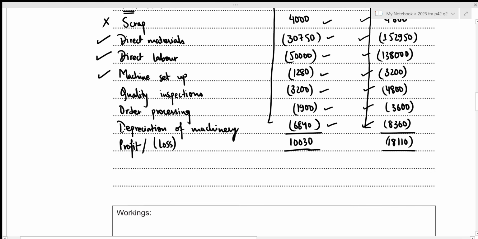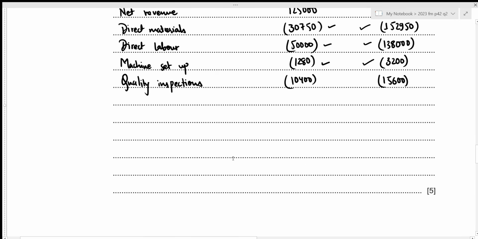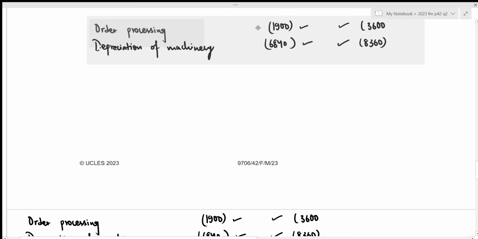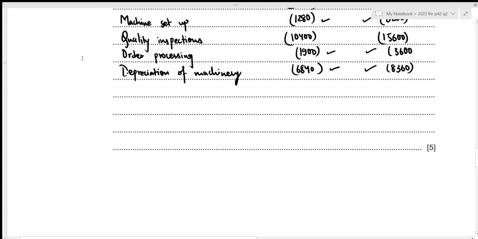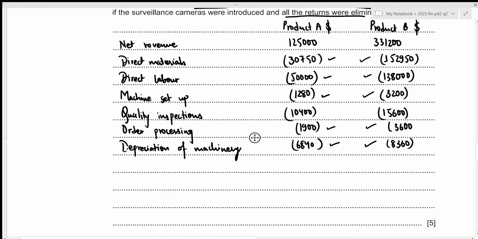Okay. So we did quality inspections as well. And again, the order processing and depreciation of machinery is not changing, so we can just copy the same amount. I'm just going to copy this as well. Alright. So our statement is now complete since we have included all of our cost. Now we just have to calculate our profit or loss.